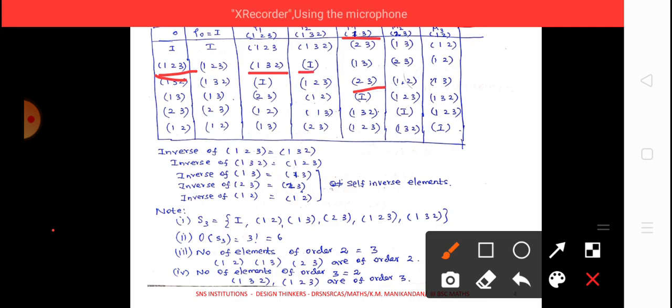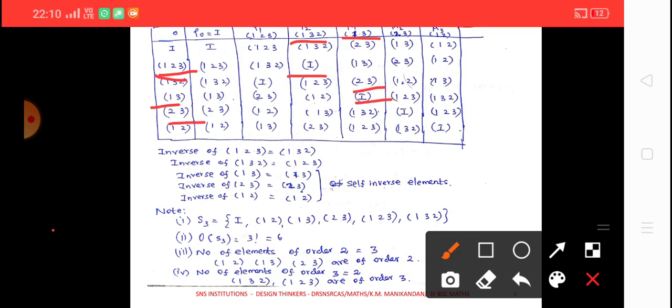Because when 1 2 3 is permuted with 1 3 2, we will get the identity permutation. So therefore the inverse of 1 2 3 is 1 3 2. Similarly we can find the inverse of 1 3 is 1 3, inverse of 2 3 is 2 3, and inverse of 1 2 is 1 2.